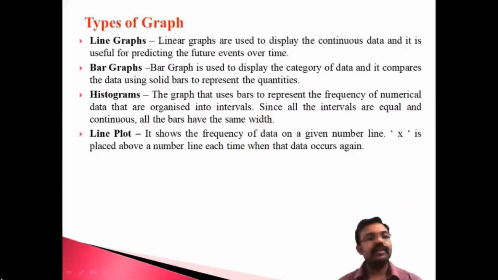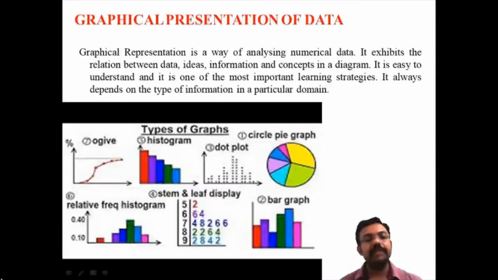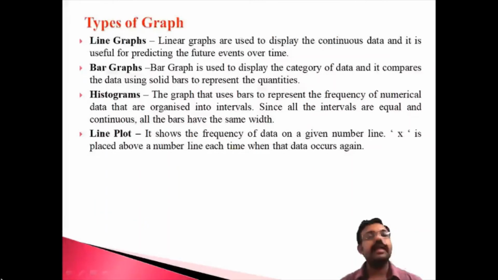What are the different types of graph? You're already familiar with different types of graph. There is a line graph, a bar graph, a histogram, and a line plot. In the previous diagram, you can see the line graph and the histograms. The first important element is the line graph. The line graph is used to display continuous data, and it is very useful for future references and future periods.